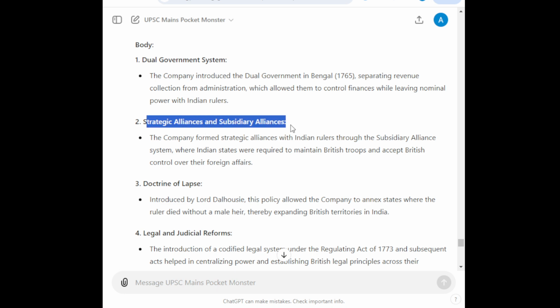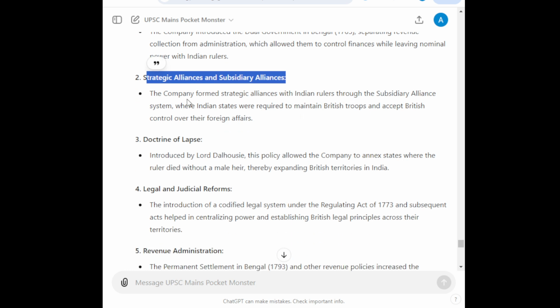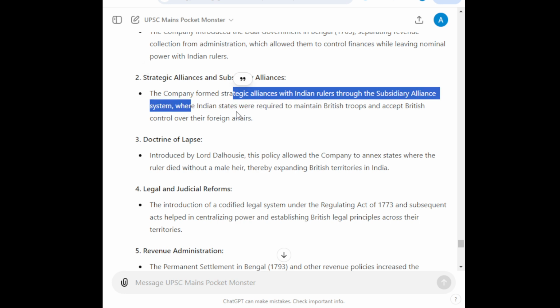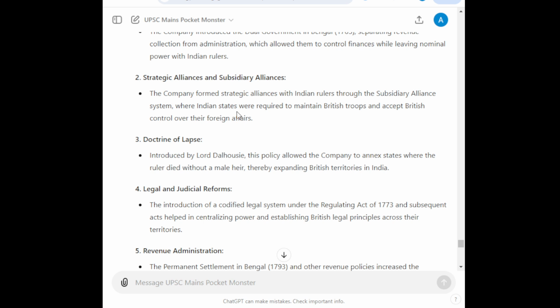So strategic alliances and subsidiary alliance. The company formed strategic alliances with Indian rulers through the subsidiary alliance system, where Indian states were required to maintain British troops and accept British control over their foreign affairs. Right, very well designed strategic alliance, subsidiary alliance. Right, and I have written this in my points also.